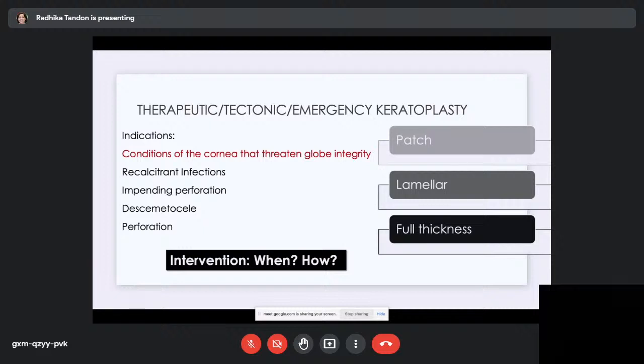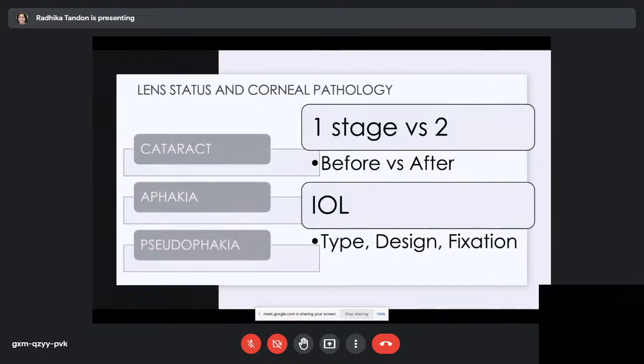So therapeutic tectonic or emergency keratoplasty such as patch lamellar would be done for conditions of the cornea that threaten the globe and the integrity, and the intervention you have to decide when and how. So are you going to give the medical treatment first? Are you going to try to control the infection first? Are you going to operate straight away? And all that has to be decided. Regarding the lens, again, you have to take a call whether to do the surgery at one go, whether to do one step or two step, and which one to be done before.